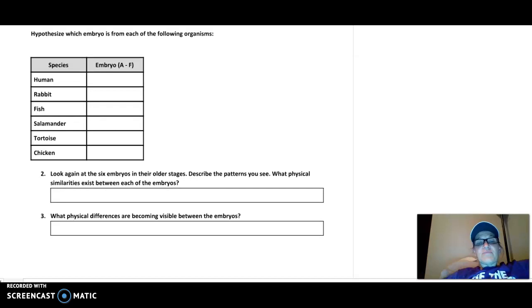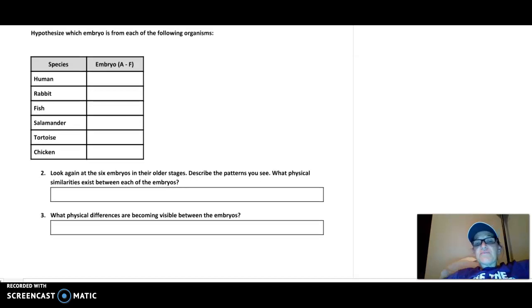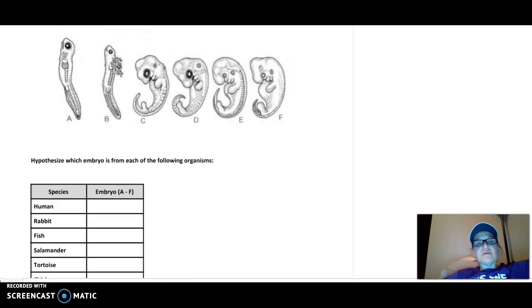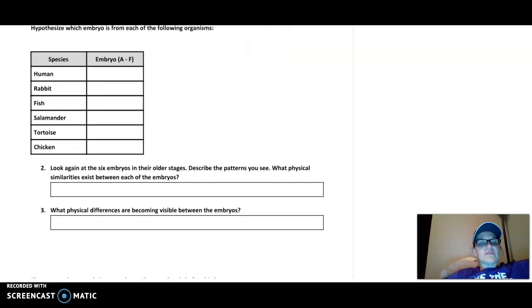Look again at the 6 embryos in their older stage. Describe the patterns that you're seeing here, because you're definitely seeing some distinction. I would say C, D, E, and F, you still see a lot of similarity. A and B, you actually see more similarity. That might be an indication that A and B actually might be more closely related than A is with D. Go ahead and also answer question 3.